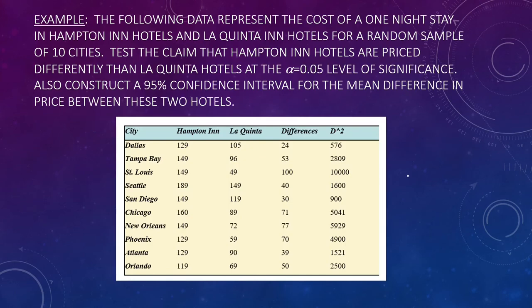So let's look at example 1. The following data represents the cost of a one-night stay in the Hampton Inn hotels and the La Quinta Inn hotels for a random sample of 10 cities. Test the claim that the Hampton Inn hotels are priced differently than the La Quinta Inn hotels at the alpha equals 0.05 level of significance. Also construct a 95% confidence interval for the mean difference in price between the two hotels.